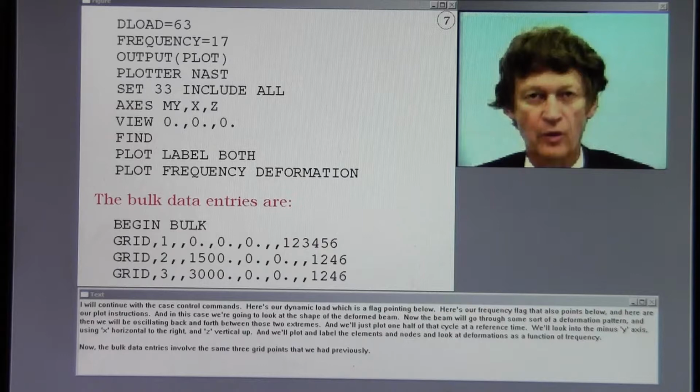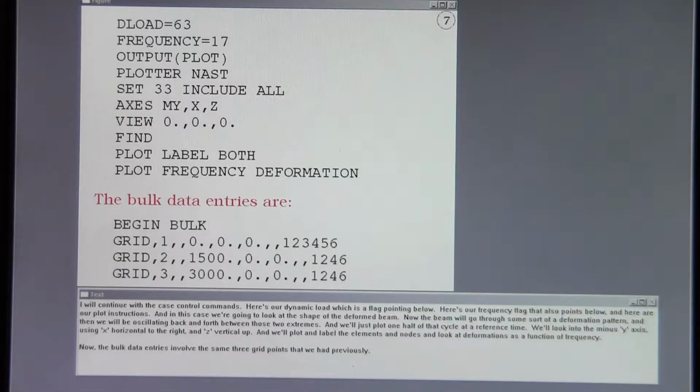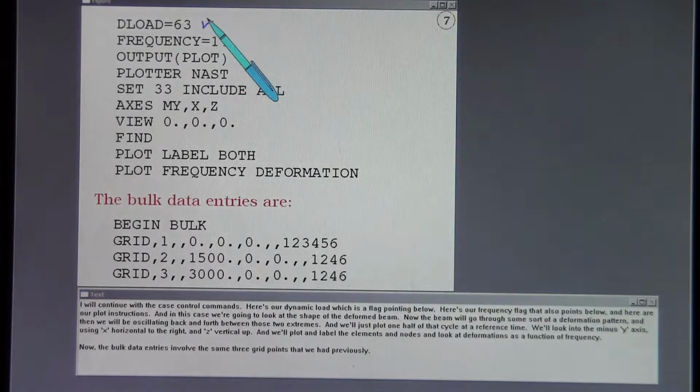I will continue with the case control commands. Here's our dynamic load, which is a flag pointing below. Here's our frequency flag that also points below. And here are plot instructions.